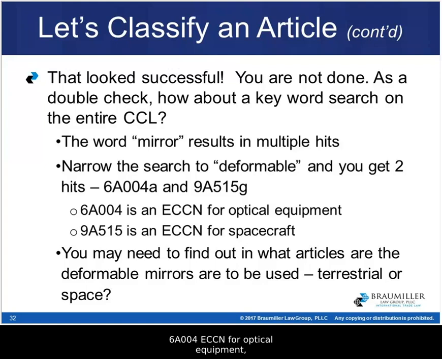6A004, ECCN for optical equipment. So it looks like we're getting pretty close. The alternate provision, ECCN for spacecraft. So we see that 9A5, that 5 indicates that very well could have come over from the ITAR, from the USML. But at least based on our understanding, we're not dealing with spacecraft. Optical looks more promising at this point.